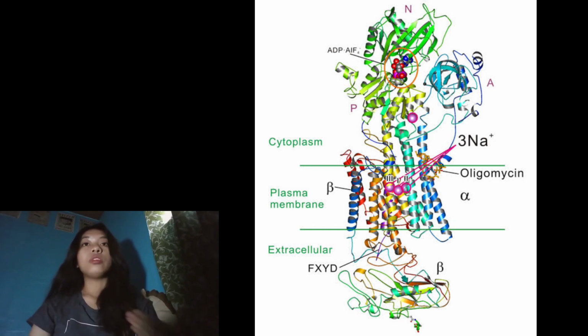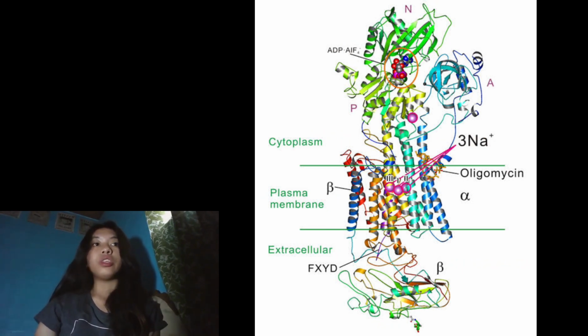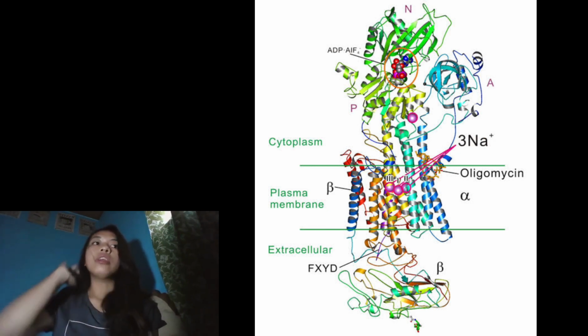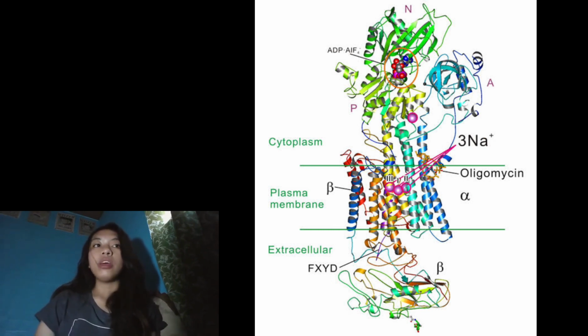So let's now move on to the structure. The sodium-potassium pump has 3 subunits. The first one is the alpha subunit. It is responsible for the pump's energy conversion. It helps convert energy from adenosine triphosphate into mechanical work, driving the transport of sodium and potassium ions across the cell membrane.